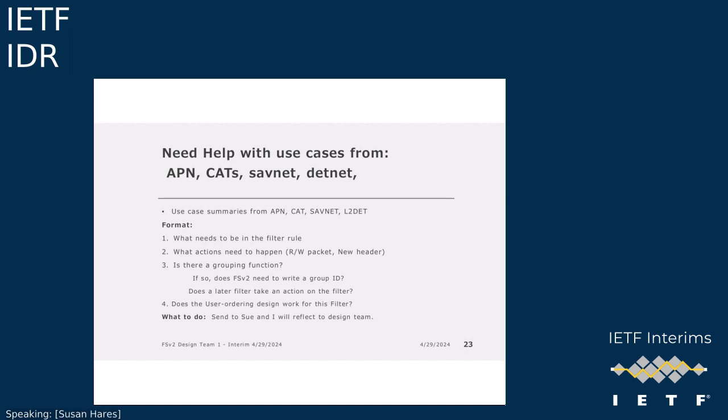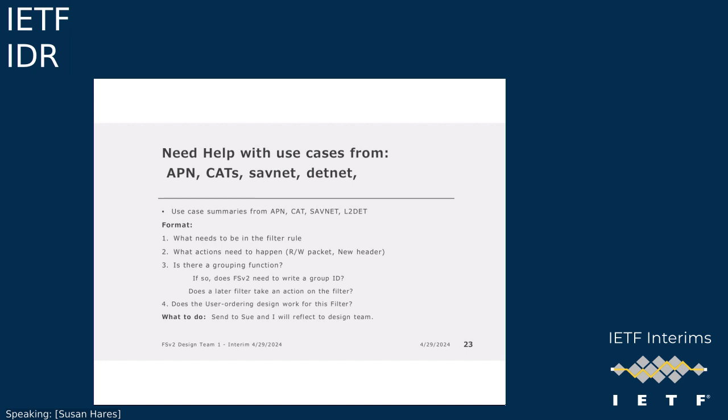One of the impressive things, reading through all the presentations for IETF and the drafts on APN and CAT and SAVNET and L2, and Jeff and I had discussions with many of these people at IETF 119, is we really need to hear from these new use cases. It would be good if you had one of these use cases, and I will be reaching out to folks who have joined today to ask about summaries from APN, from CAT, from SAVNET.